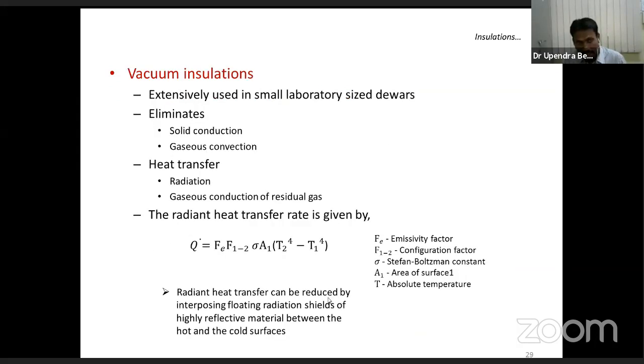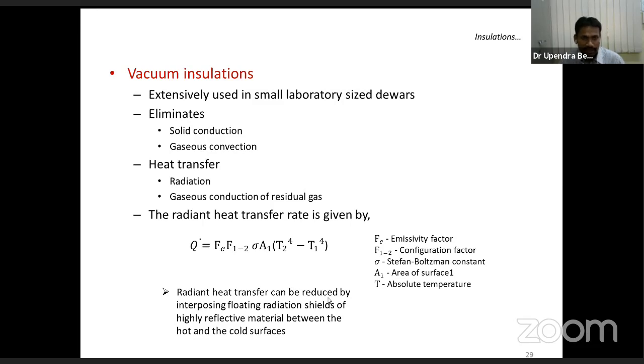Then the next type of insulation is the vacuum insulation, and this is extensively used in small laboratory-sized vessels. It eliminates the solid conduction and gaseous conduction, and the only modes of heat transfer in vacuum insulation are radiation and the gaseous conduction of the residual gases. Still some part of gas will be there when you evacuate it, and through that also some gaseous conduction takes place.